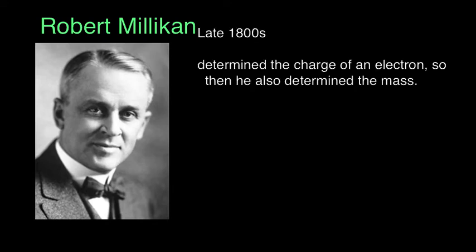We then had another man that came along, and I'm just going to mention him. His name was Robert Millikan. He was in the late 1800s, and he finally actually determined the charge of the electron so that he could figure out the mass. And the mass of an electron is very, very, very small.